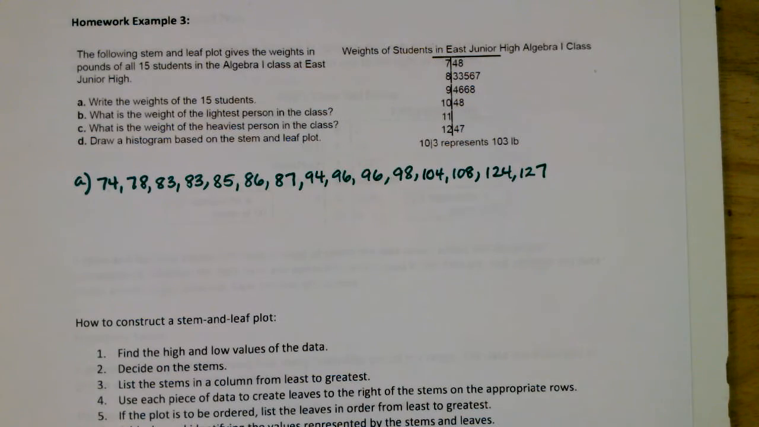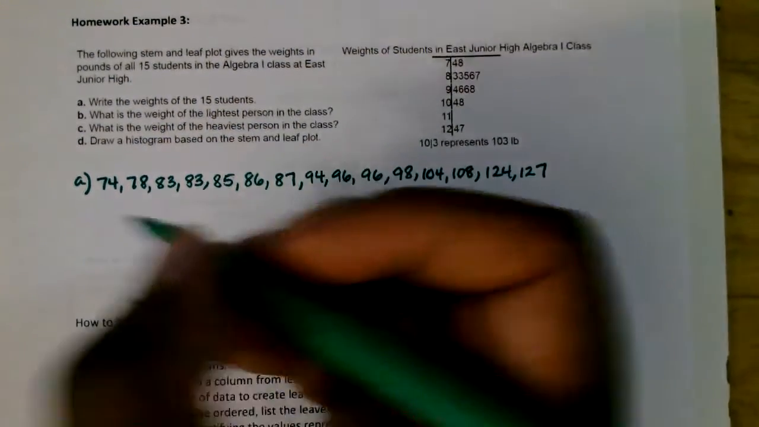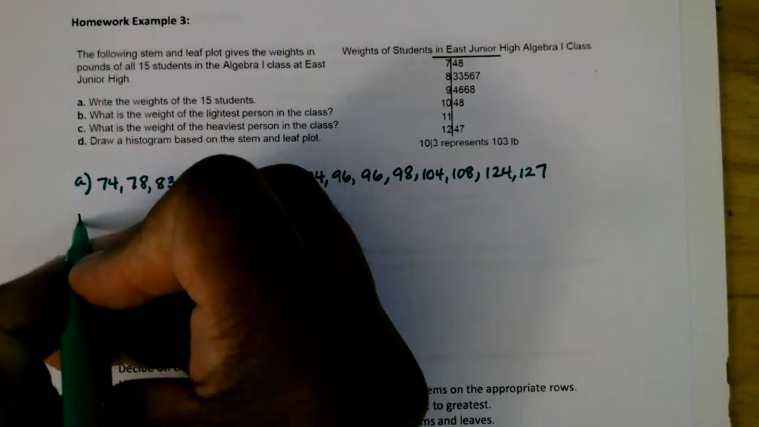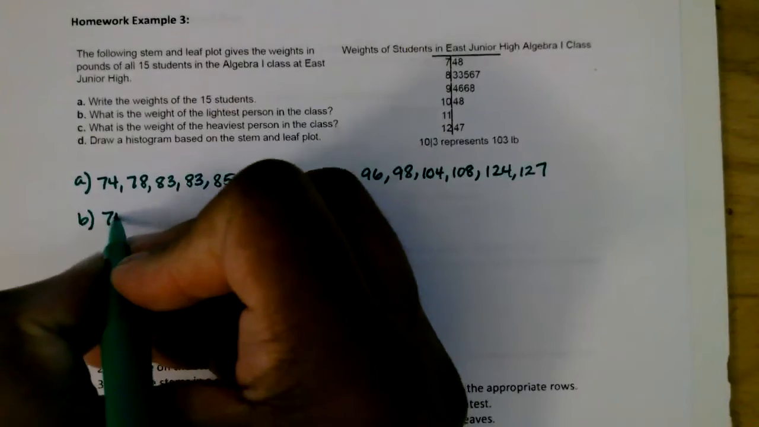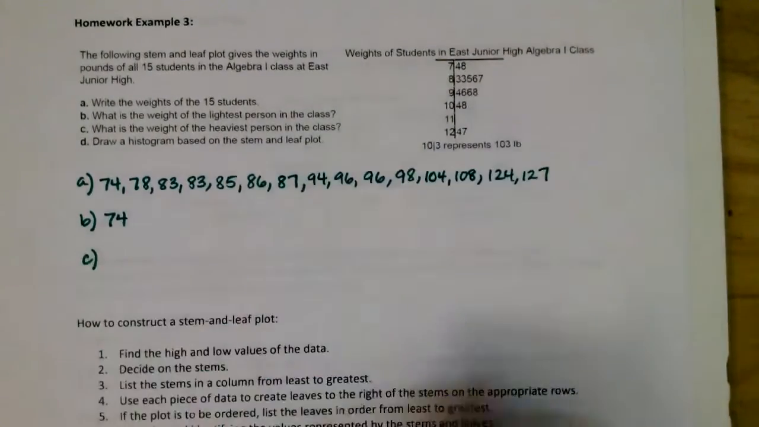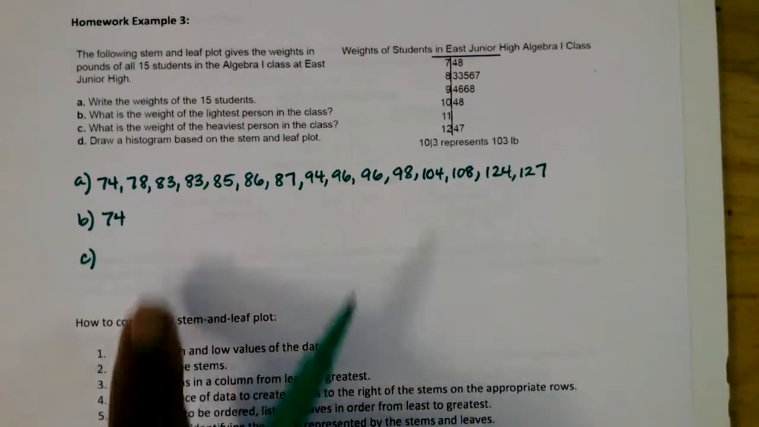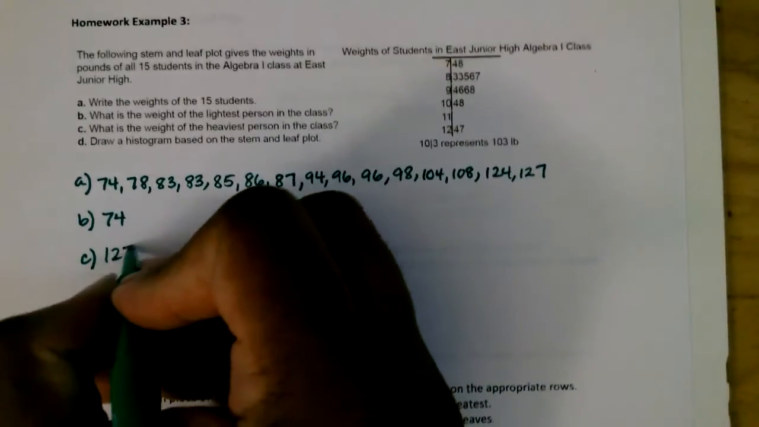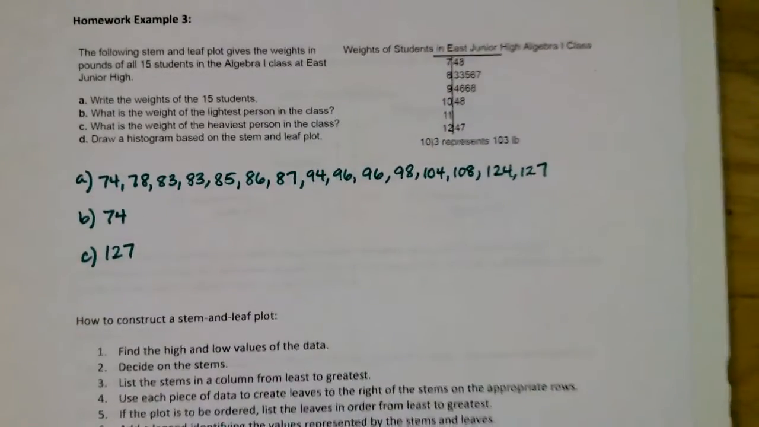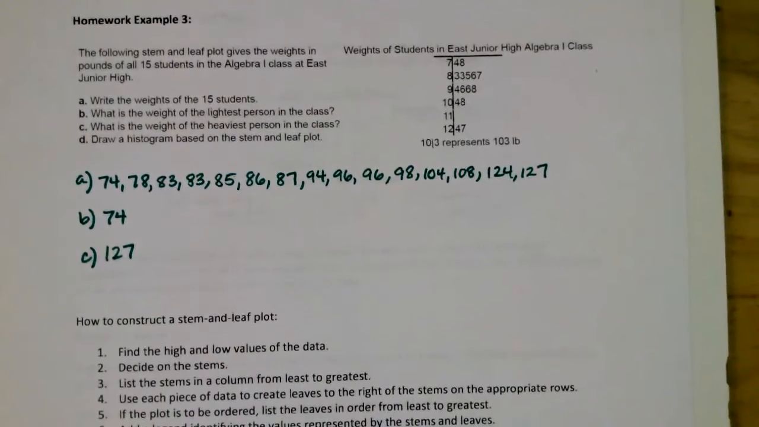Now part B, what is the weight of the lightest person in the class? The lightest person, that means the smallest number. In this case, 74. And in part C, what is the weight of the heaviest person in the class? That's the highest number. That's going to be 127. All right, now I'm going to come back to part D a little bit later in this video, so I'll be back to that shortly.